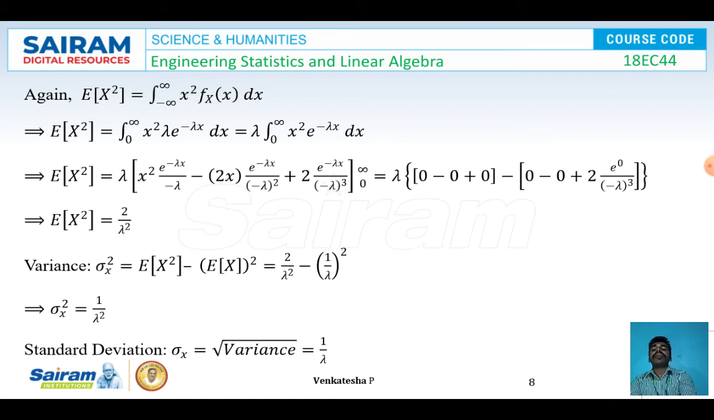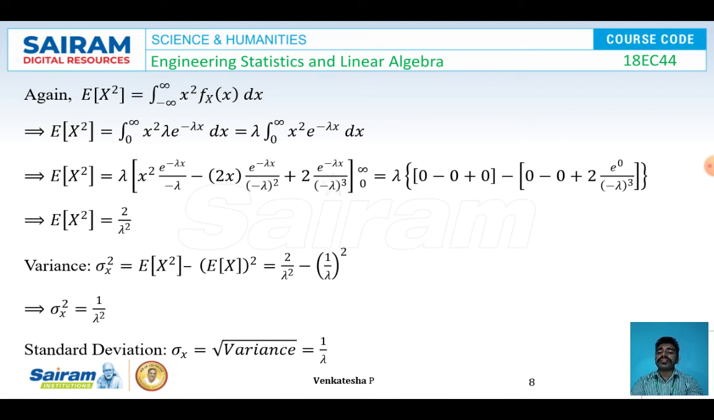Now again, the entire function containing e power minus lambda x, if I apply the upper limit, the entire equation will be of the form e power minus infinity only. So I can put directly 0 for the upper limit. And the first two terms containing the x variable, if I replace the lower limit 0, will become 0, so I am writing 0 directly. And the third term will become 2 times e power 0 by minus lambda cube. It will become 2 lambda by lambda square. So one lambda gets cancelled. I got the expectation of x square is equal to 2 by lambda square.